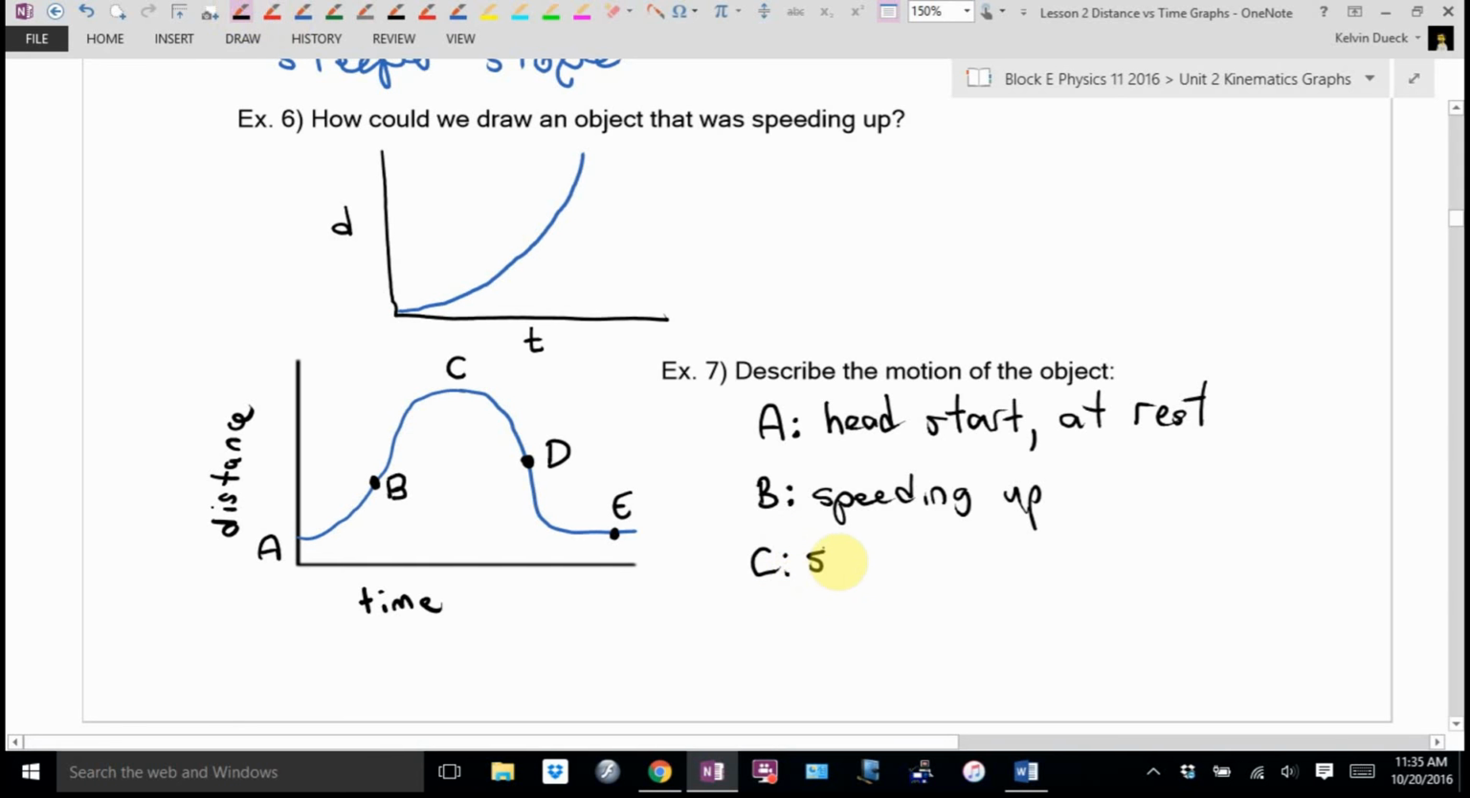C, slowing, and then we stopped. Slowing, where you can see it getting less steep, less steep, less steep, less steep, less steep. By the way, look at all the information we're able to get from this shape. Lots there.